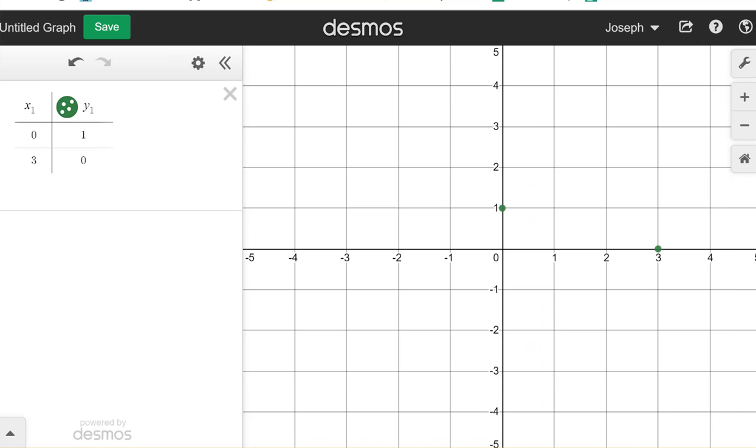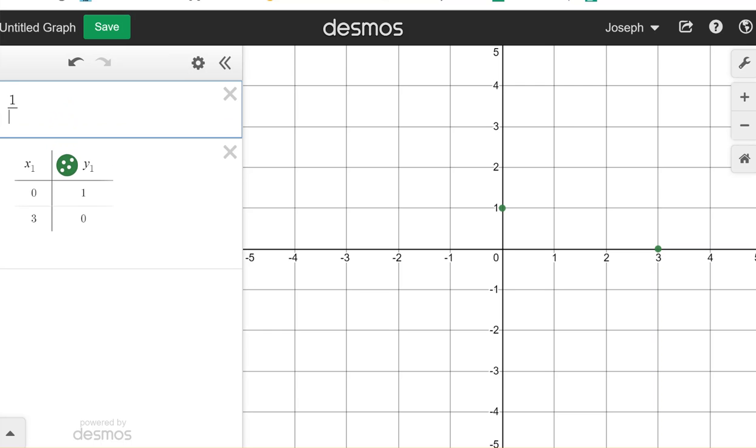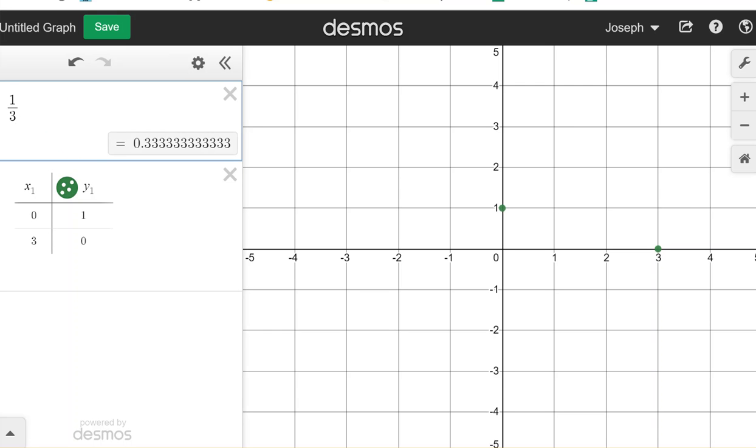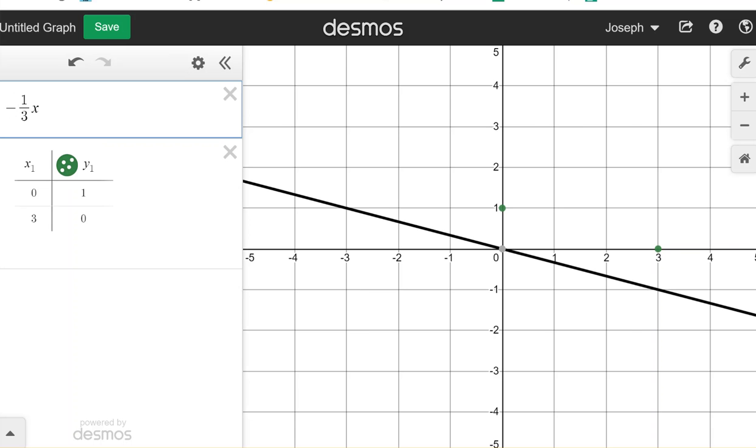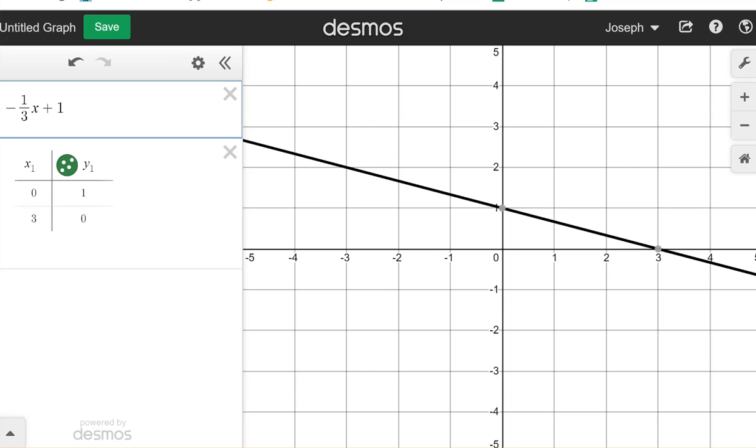Close this guy. Okay, it's starting to look pretty good. Now I want to come back, grab my functional expression, and type in, what did we end up with? 1/3 x, wait, it's a negative 1/3. Negative 1/3 x, and it was a plus 1, right? Yes, plus 1. And voila, everything seems to line up.